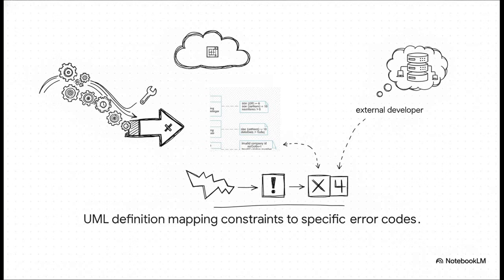Taking a look at this UML, or Unified Modeling Language diagram from the textbook, you can see how it explicitly maps constraints to specific error codes. Look closely. If a user requests 0 items, that breaks a constraint. And the interface design specifically dictates it must return error code 4. This ensures the external developer knows exactly why their request failed, and more importantly, how to fix it on their end.